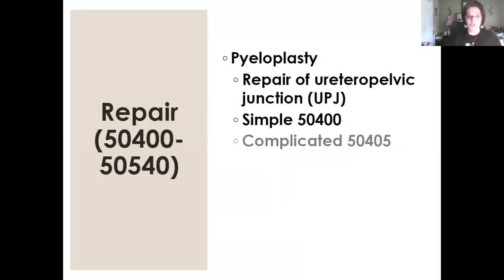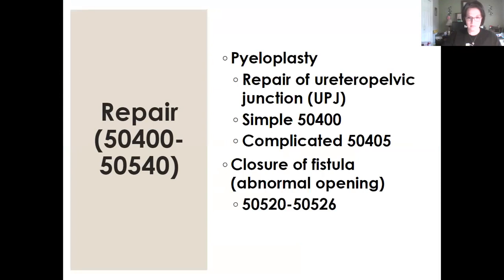So now we're moving on to repair. Usually congenital defect, but it can be acquired. Closure of a fistula depends on the approach. It will either be abdominal or thoracic. Pyeloplasty, repair of the ureteropelvic junction, the UPJ. Simple is 50400. Complicated is 50405. Closure of fistula, abnormal opening, 50520 through 50526.